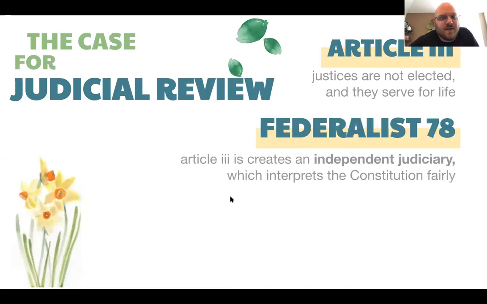Federalist 78 says Article 3 creates an independent judiciary which should interpret the Constitution fairly. We looked back at some of the judges, and John Roberts was the example that I gave you in class of someone who really started further right and conservative and has kind of moved more towards the middle as a moderate judge.